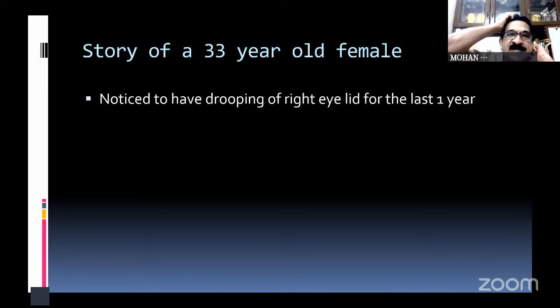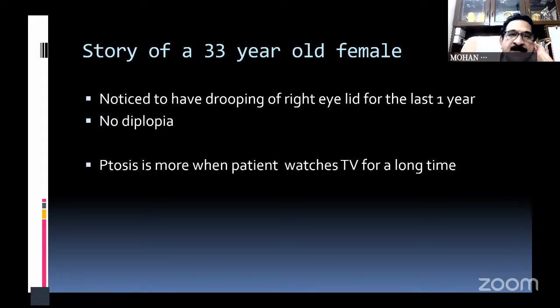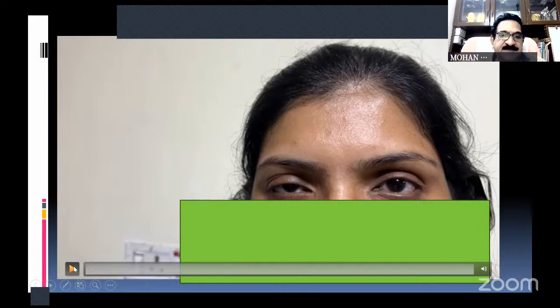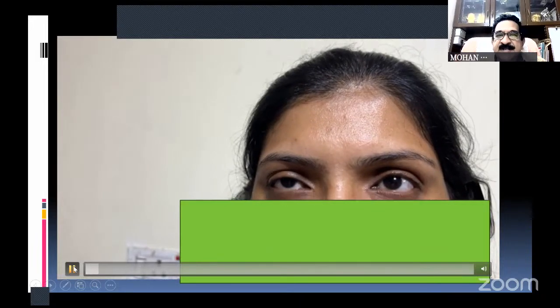So this lady noticed drooping of the right eyelid for the last one year. There was no diplopia, and the ptosis was more when the patient watched TV for a long time. No diurnal variation otherwise. That's from the history. It's a short case. Video of the patient: ptosis on the right side.